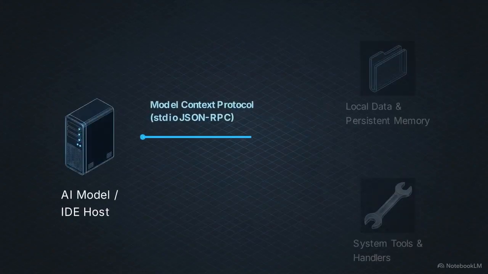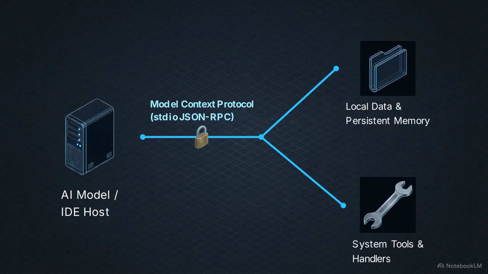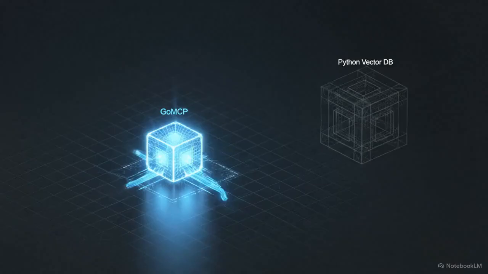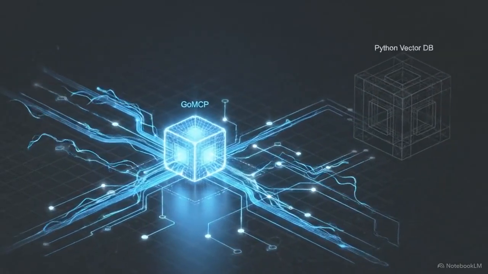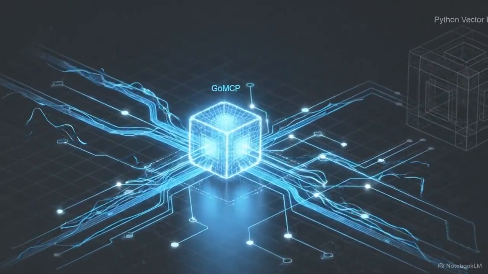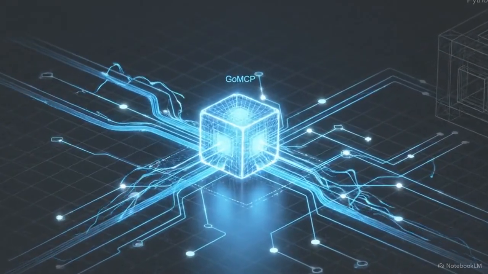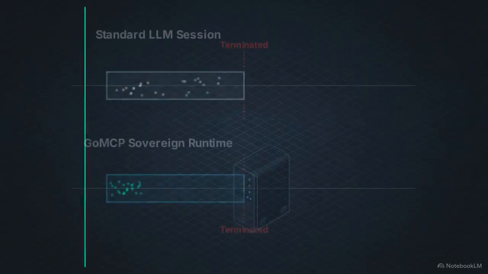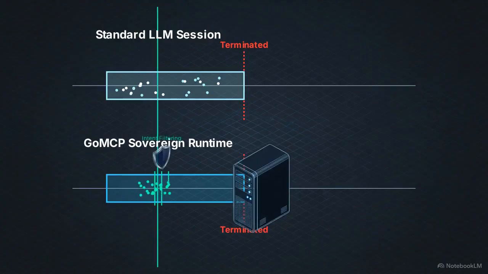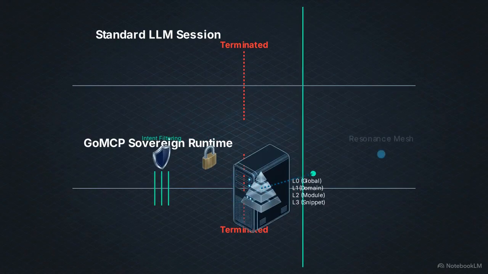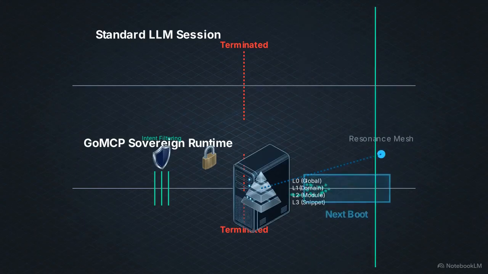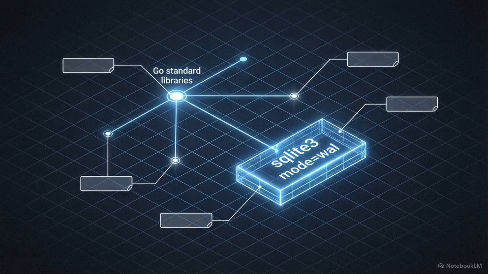The Model Context Protocol is an open standard architecture that allows AI models to securely access local data sources and tools. To achieve continuous memory, GoMCP operates as a standalone binary, bypassing the high-latency dependency chains typical of Python-based vector database wrappers. This sovereign environment integrates a 4-tier memory hierarchy, cryptographic identity verification, and adversarial intent filtering directly into the host machine's local runtime. The system operates under extreme technical constraints to guarantee portability.